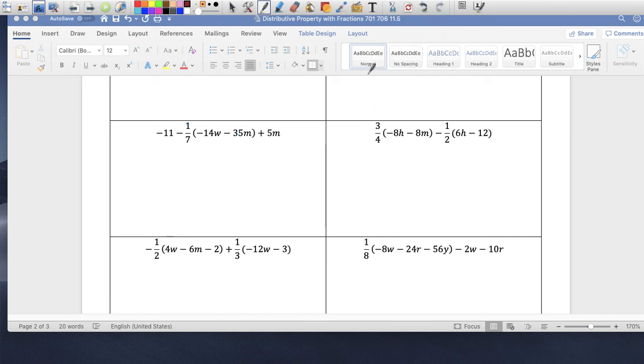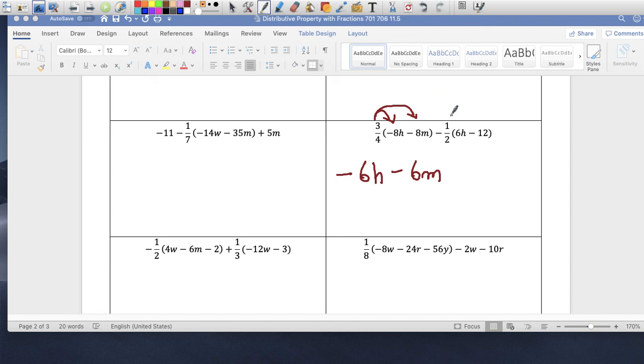Let me clear the page. Okay, so again, positive times a negative is a negative. 3/4 of 8h is 6h. Positive times a negative is a negative again. And 3/4 times 8 is going to be the same answer, but instead of h, we're going to put m, so it's going to be 6m.